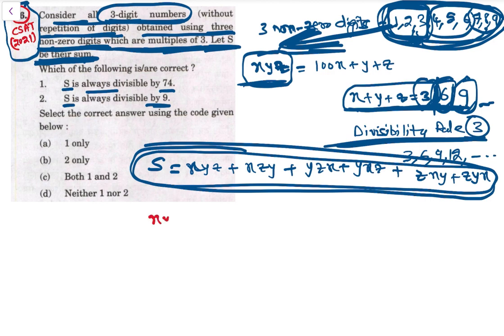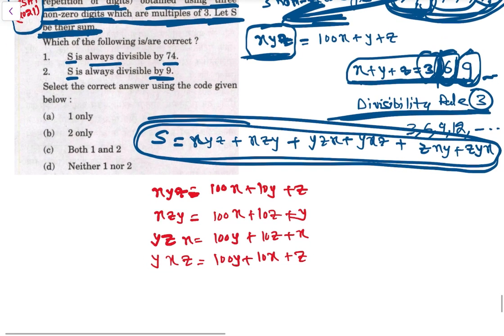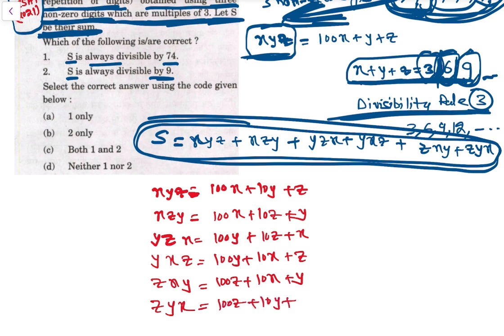So S is what? xyz can be written as 100x plus 10y plus z. Then another is xzy, which is equal to 100x plus 10z plus y. Then yzx is equal to 100y plus 10z plus x, then yxz is equal to 100y plus 10x plus z, then zxy is equal to 100z plus 10x plus y, then zyx is equal to 100z plus 10y plus x.